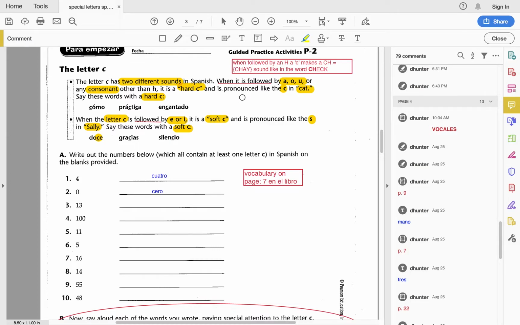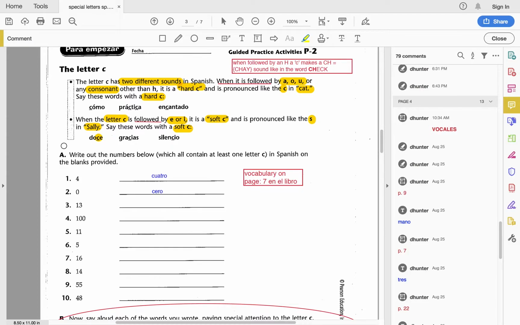That doesn't fit either of these categories, but the first thing to keep in mind is the hard C is made by CA, CO, and CU. You can see that the hard C is pronounced like cat, k, cat, like como, practica, y encantado. Let's say those together. Como, practica, encantado. That k, k, k is that hard C.